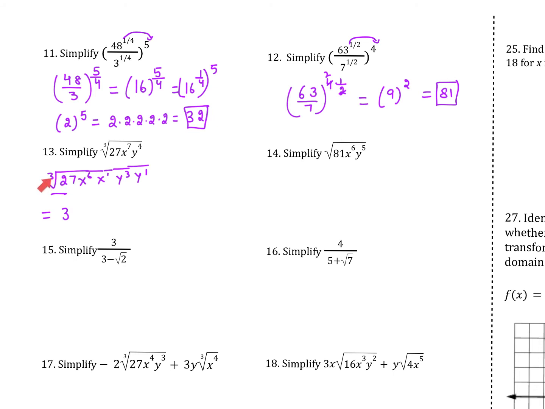X to the power 6 divided by 3, so 6 divided by 3 will give you x to the power 2. And y to the power 3 and 3 cancel, and that's y. What I'm left with inside the cube root is this x and this y, so xy. So that's going to be your final answer.